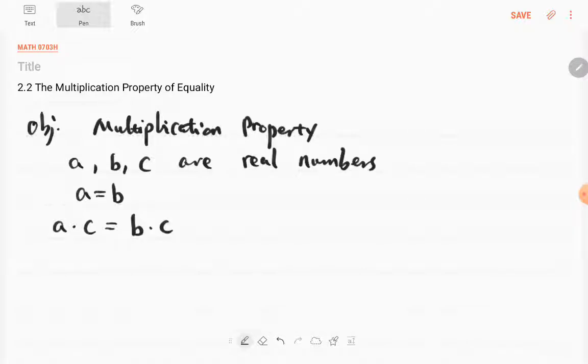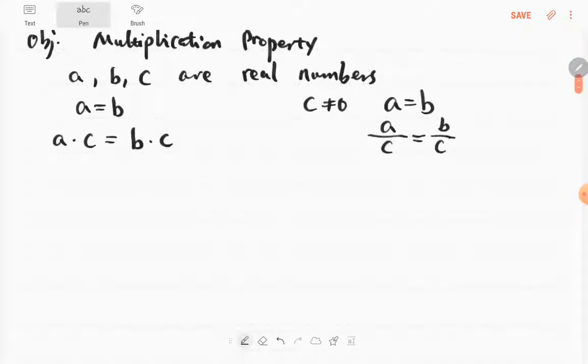So both sides we multiply by the same number, and the equation remains true. So if C is not equal to 0, then we can also do the division. A divided by C equals B divided by C. Here, C is our denominator, so C is not equal to 0.